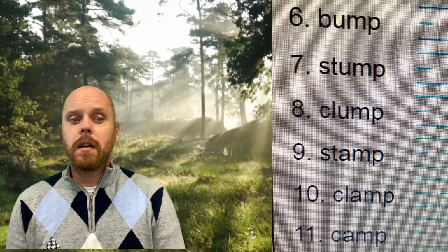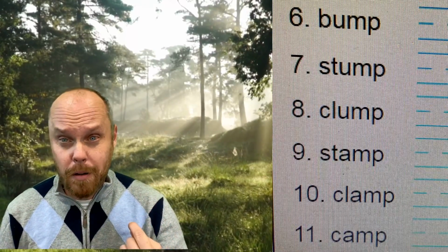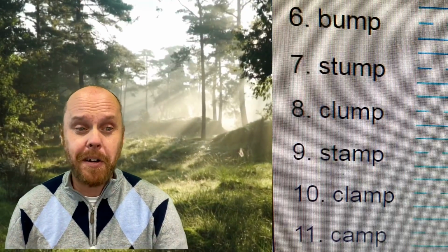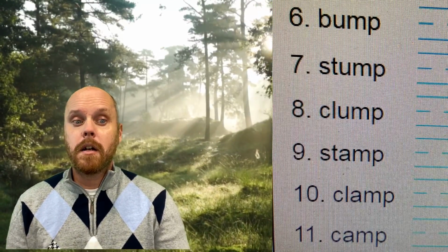Number 6, bump. Can you hear the mp in the word? Yes, it's at the very end, isn't it? Very good. Then we have number 7, stump, and number 8, clump.